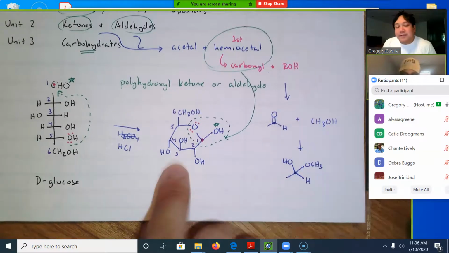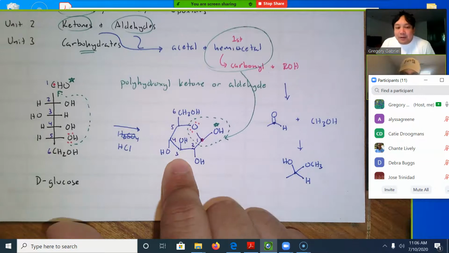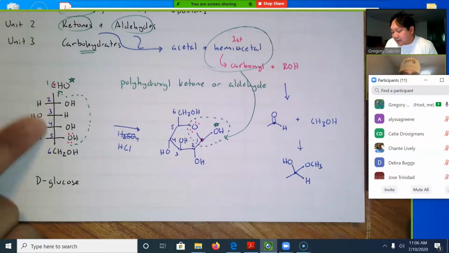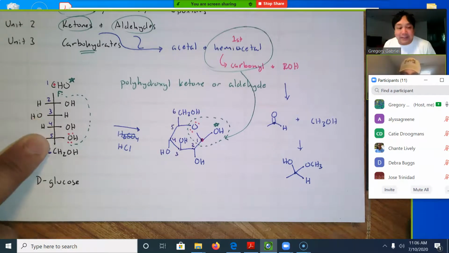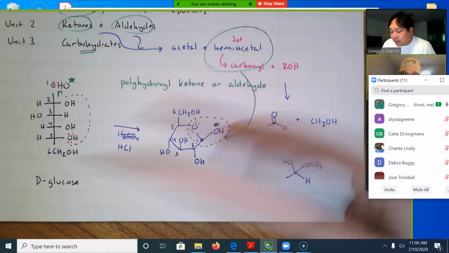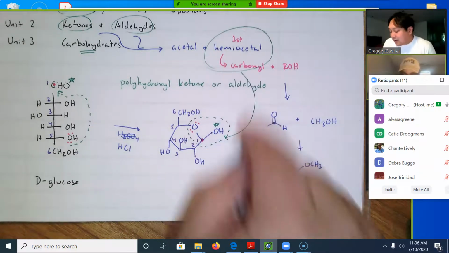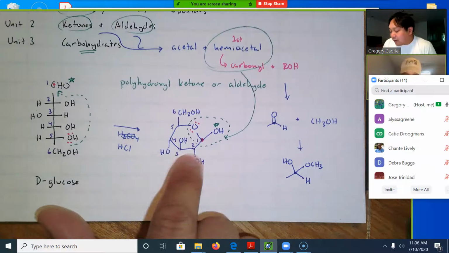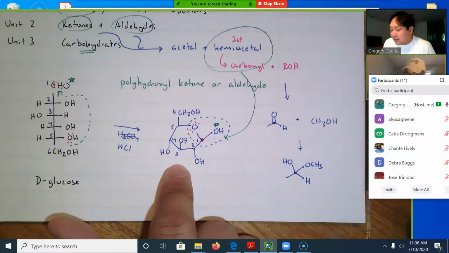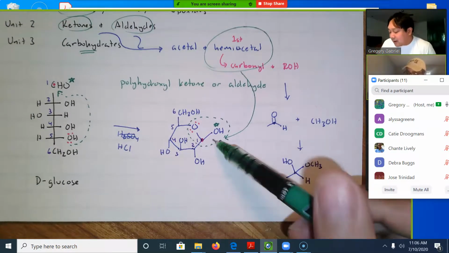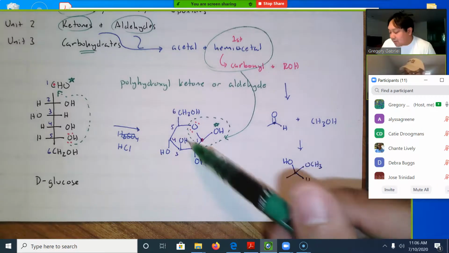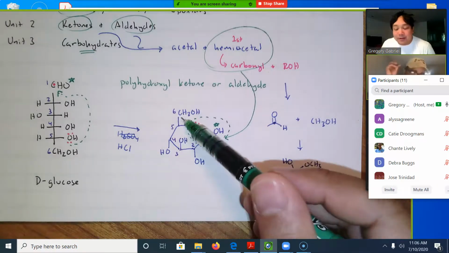But do you see why this is pretty stable? These chiral carbons are set. The 2, 3, and 4, and even the 5, they're set. They don't change when you do a hemiacetal formation. The OHs on 2, 3, and 4 are always going to be like this. Look what's happening. Up, down, up, down, up.